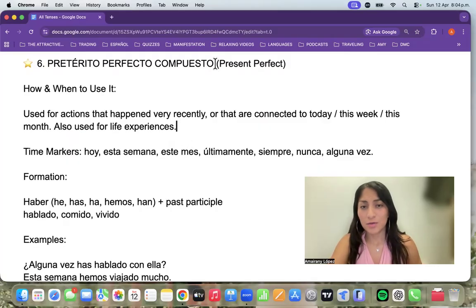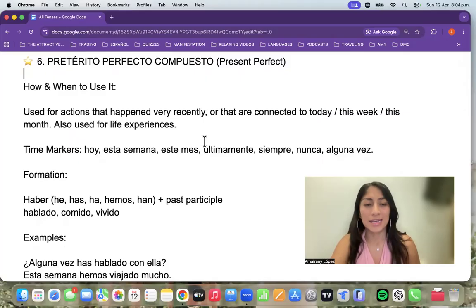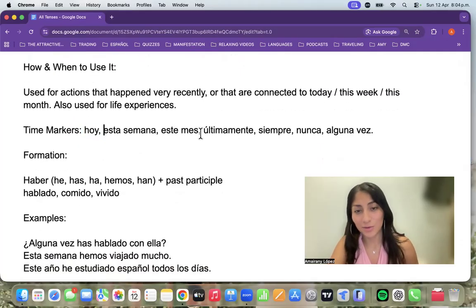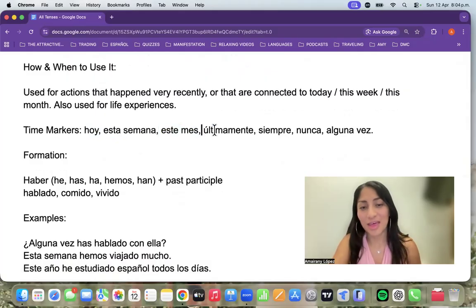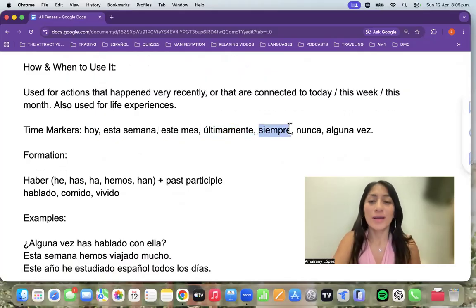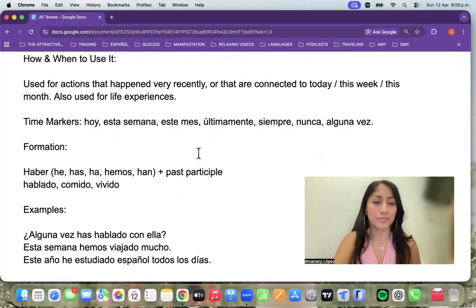So this one is going to be slightly easier than explaining the imperfecto, because this actually is something that you use a lot in English. Now, the time markers: hoy, esta semana, este mes, últimamente, siempre, nunca, alguna vez. Today, this week, this month, lately, not ultimately. This does not mean ultimately. Lately, always, never, and ever, like have you ever.